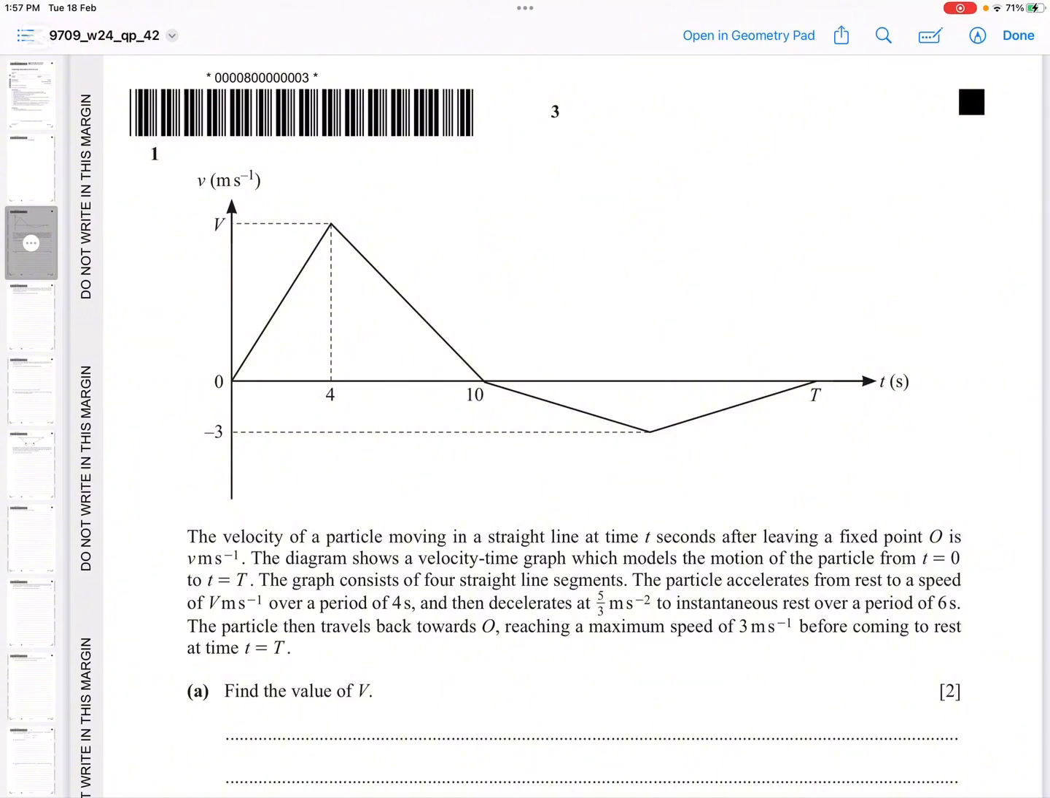The particle accelerates from rest to a speed of v meters per second over a period of 4 seconds and then decelerates at 5 over 3 meters per second squared to instantaneous rest over a period of 6 seconds. The particle then travels back towards O, reaching a maximum speed of 3 meters per second before coming to rest at time t equal to capital T. In part A, find the value of v.